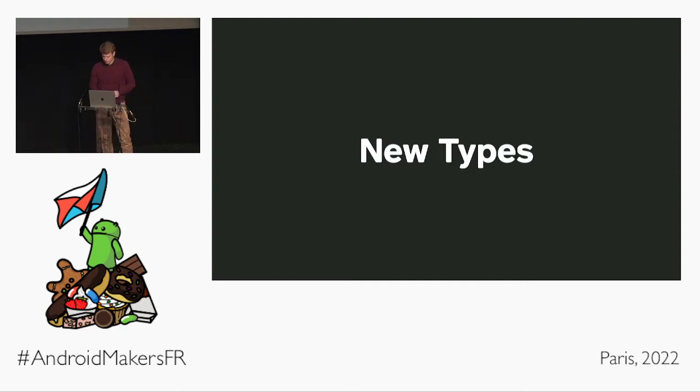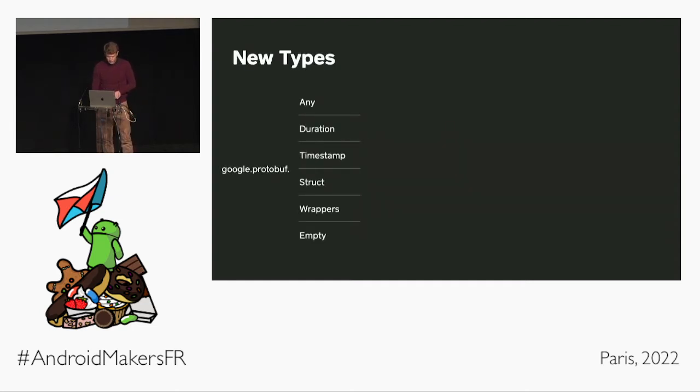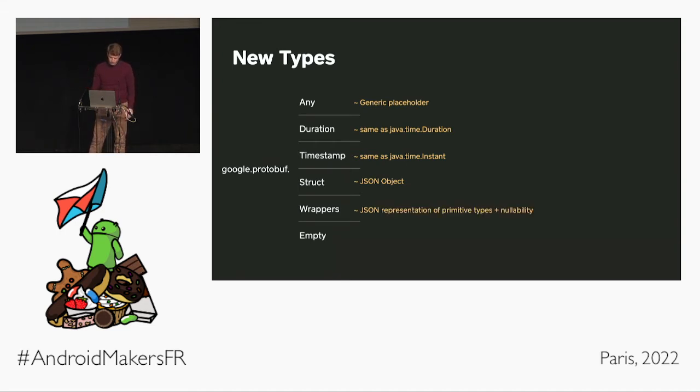Proto 3 also came with a lot of new types, which was exciting. Everything is under the google.protobuf namespace. You have Any, which is a generic placeholder. It would be more or less like all your APIs take the Object type or the Any type, and you just cast and uncast everything. Instead, in this case, we wrap and unwrap. We have Duration and Timestamp, which are more or less what we have in Java time. Struct has been created to represent JSON objects, so it's just a big map with values.